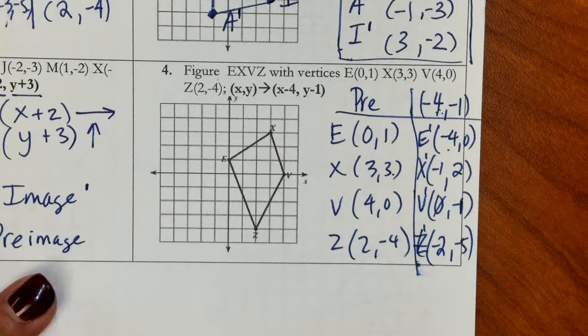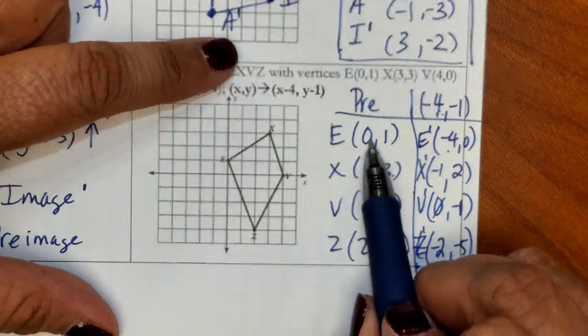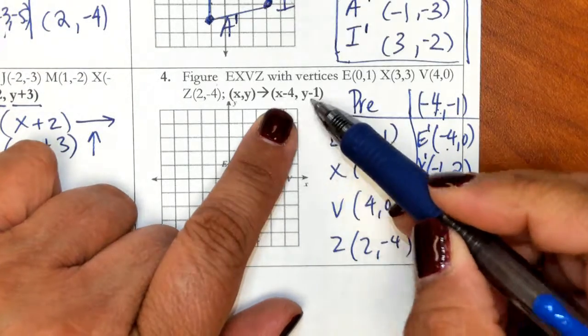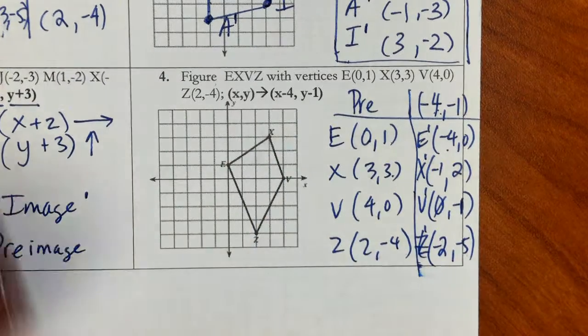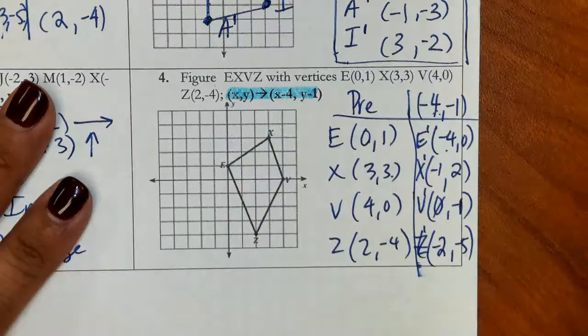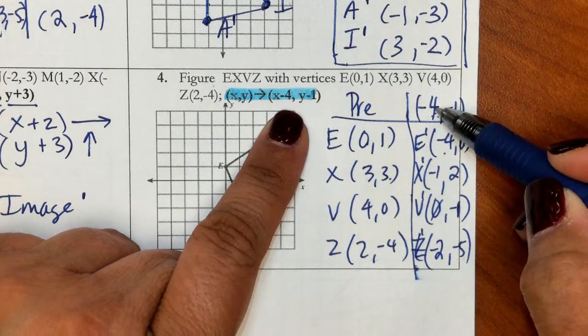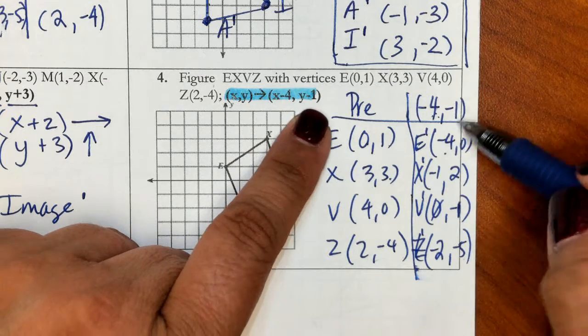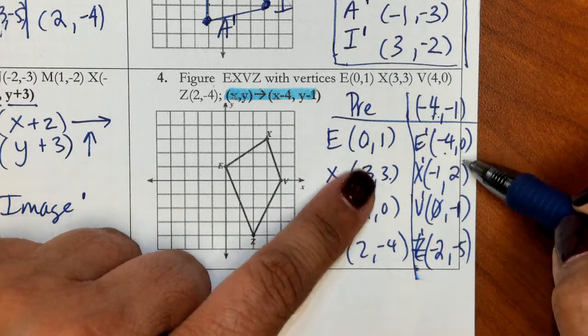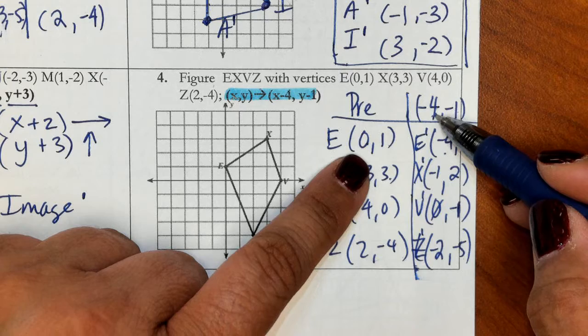Let's go over how I got that. I went to the original. I went to the rule that they gave me, and I'll highlight that in blue. This is your transformation rule or command or instruction. They said to subtract 4 from all your x's and subtract 1 from all your y's. So that's what I did.